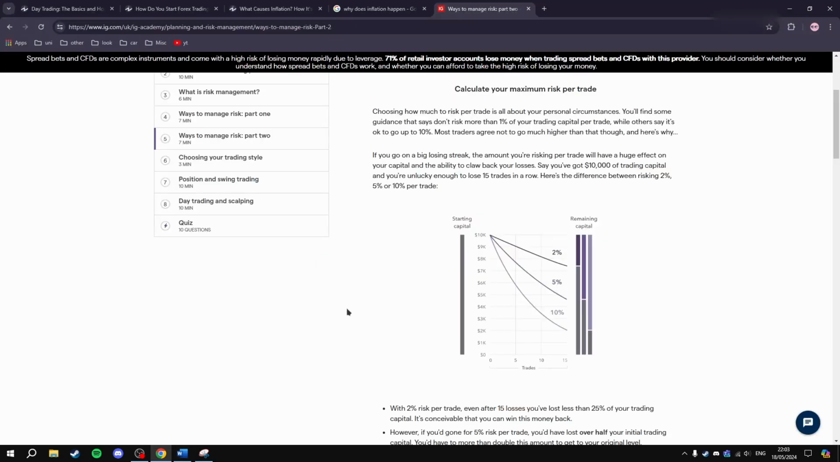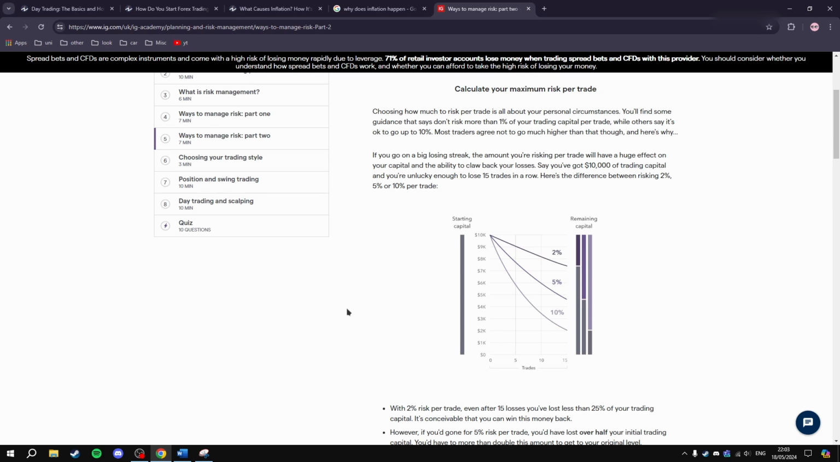Choosing how much to risk per trade is all about your personal circumstances. You'll find some guidance that says don't risk more than 1% of your trading capital per trade, while others say it's okay to go up to 10%. Most traders agree not to go much higher than that though, and here's why. If you go on a big losing streak, the amount you're losing per trade will have a huge effect on your capital and the ability to claw back your losses.